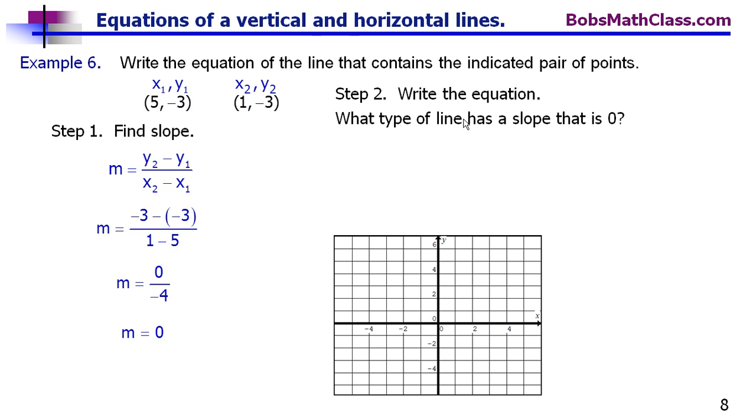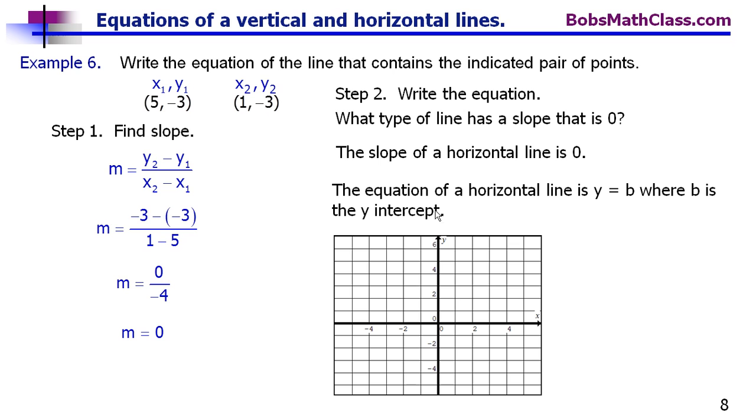Now we can write the equation. What type of line has a slope that is 0? The slope of a horizontal line is 0. Slope of a horizontal line is 0. Slope of a vertical line is undefined. Horizontal is 0. Okay, so we also know that the equation of a horizontal line is always y equals b, where b is the y-intercept. So wherever it crosses the y-axis, it's going to be y equals that number.